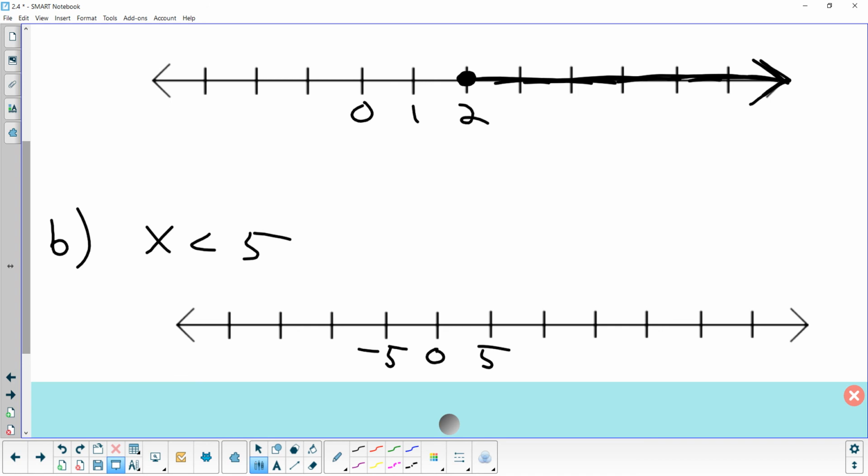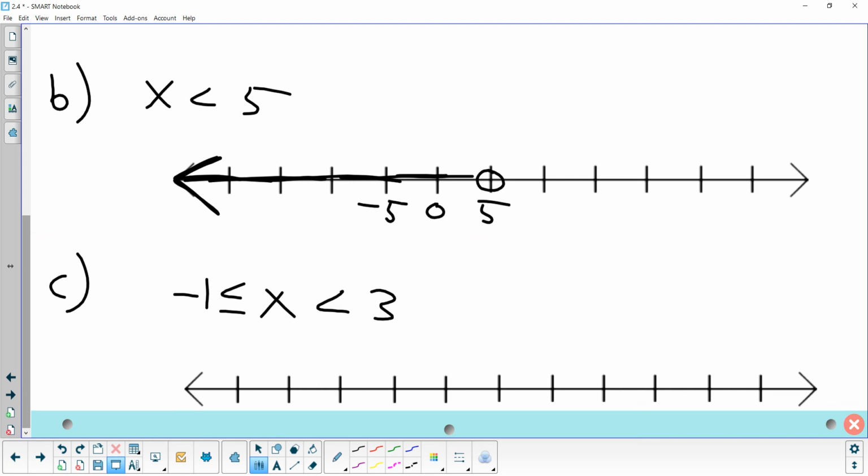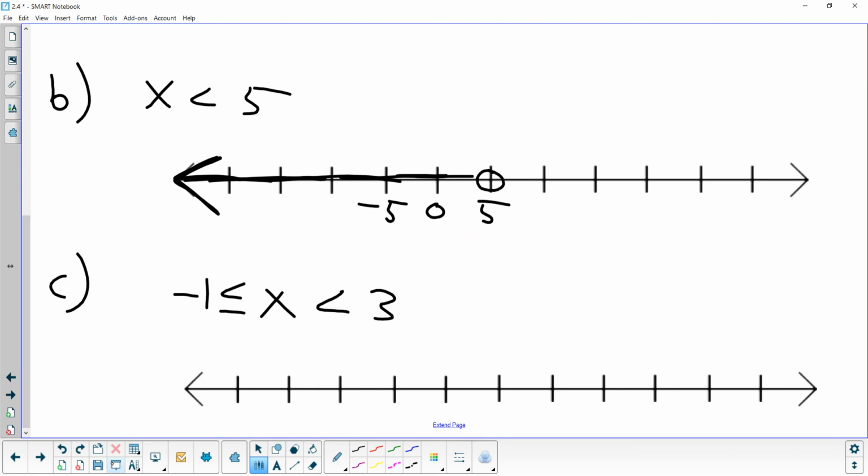All right, Abigail, what kind of symbol would I put on this one? And what number would you put it on? I agree. Open on 5. And Jack, what else would I do? Arrow go to the left. Arrow going to the left. Again, another unbounded interval. This one's a little different.